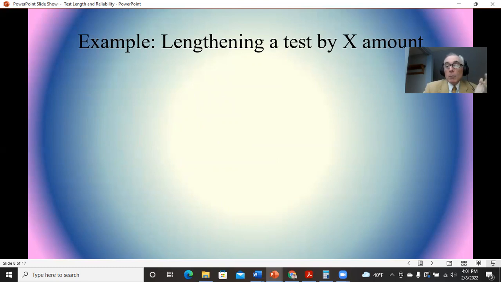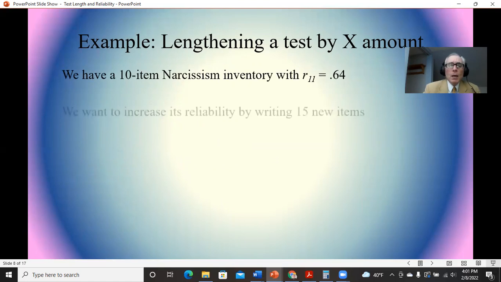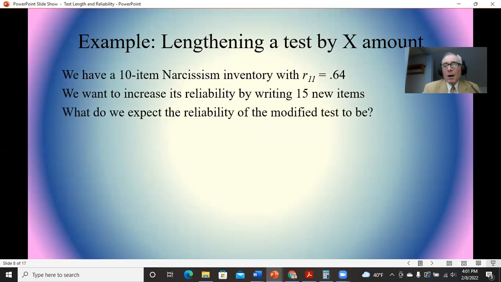Okay, so here's an example working this out. We'll see the equation again, I promise. So we have our 10-item narcissism inventory with its sort of marginal reliability of 0.64. And we figure, okay, look, I'm going to write 15 new items, and hopefully when I have a 25-item test, it's going to have high enough reliability to be useful. But how high? So before you sit down and write all those items, because the items, that's work, right?